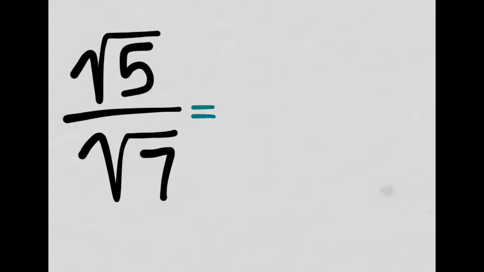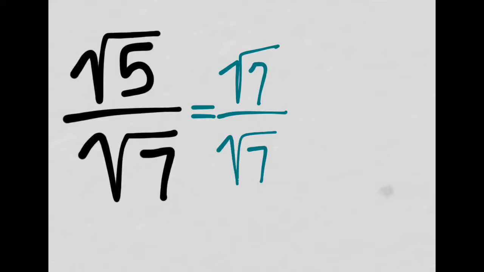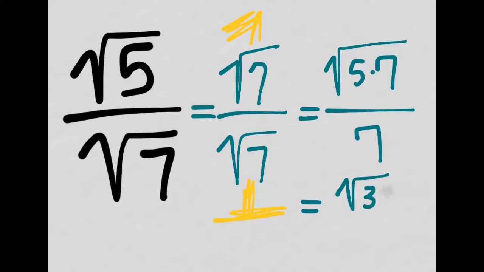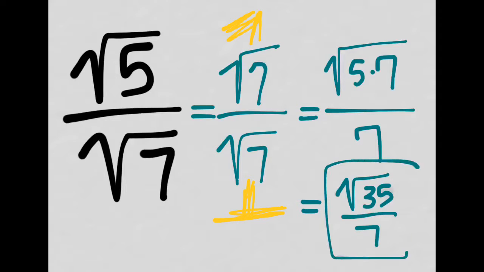I don't want a square root of 7 in the bottom, so I'm going to multiply this whole thing by 1. And 1 is going to look different. It's going to be the square root of 7 divided by the square root of 7, which we know anything over itself is 1. So now in the numerator, I'm going to have the square root of 5 times the square root of 7. Use that multiplication rule right there. All over 7. Or the square root of 35 all over 7. And that's as far as you can go.